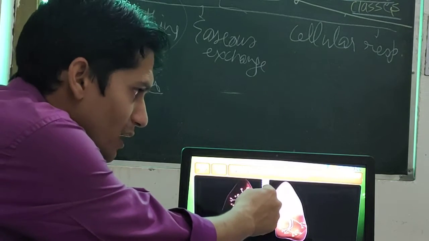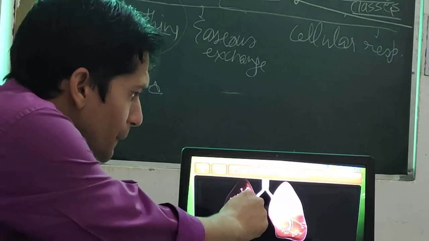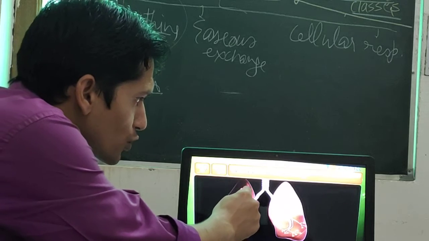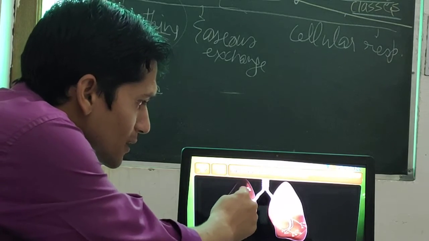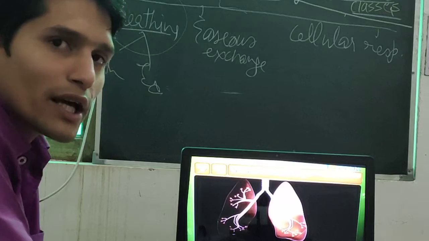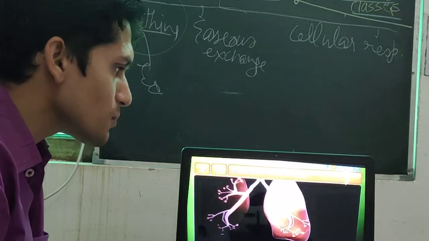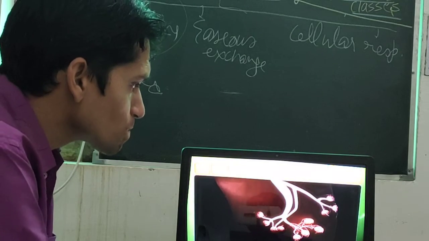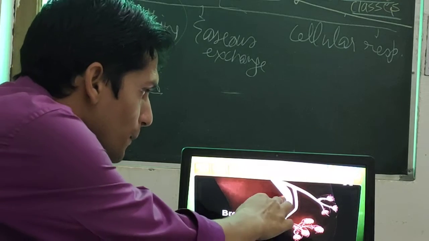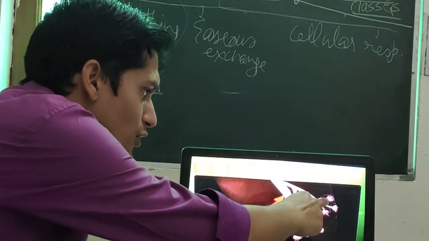These are the trachea, bronchi, bronchioles. Bronchioles branch and terminate in these structures, which are called alveoli, where gaseous exchange takes place. Let's see how.